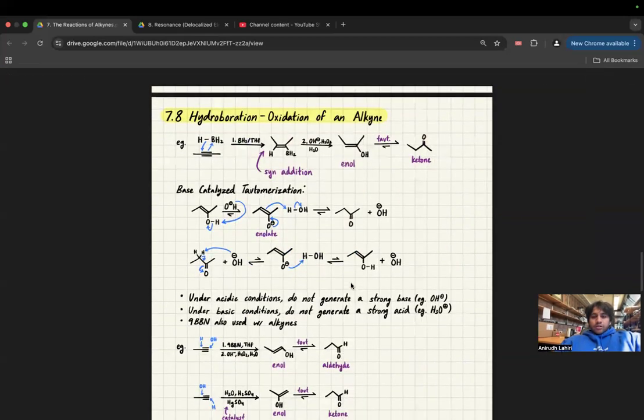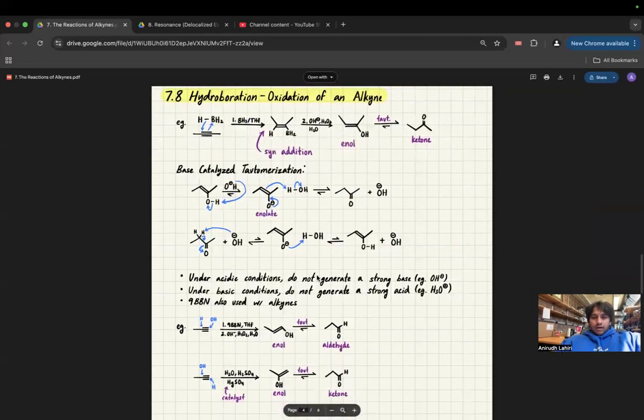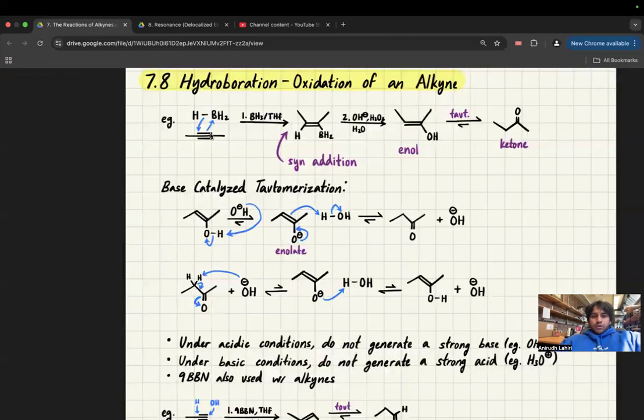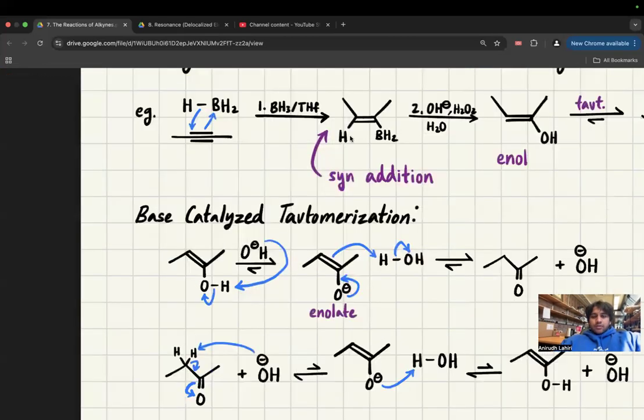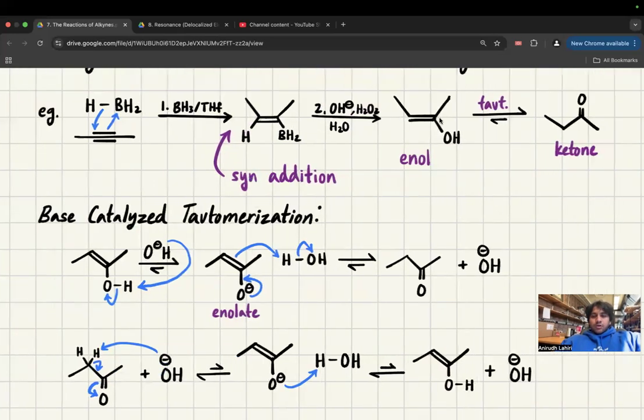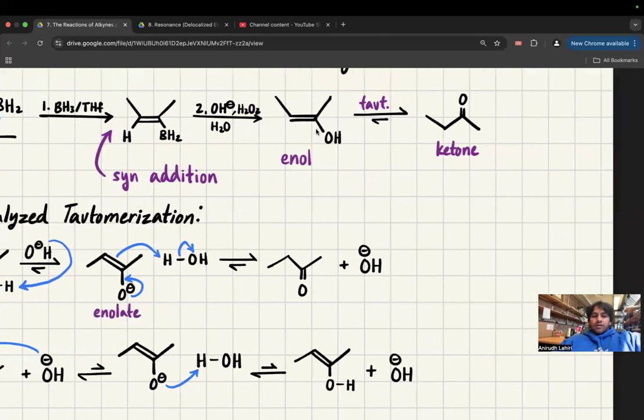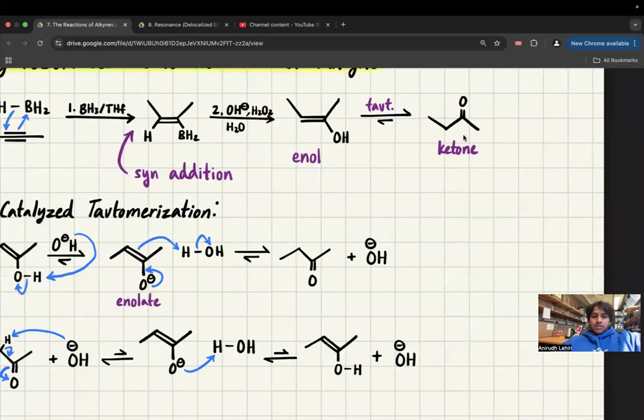Okay. Hydroboration oxidation of an alkyne. So again, the first step is what you would expect. We add H and BH2, except we have an extra double bond. Hydroboration oxidation, we replace the BH2 with an OH, exactly what you'd expect. And the one thing that we weren't really expecting, but now we know how to look out for, is that when we have a double bond, line, OH, it forms a ketone.